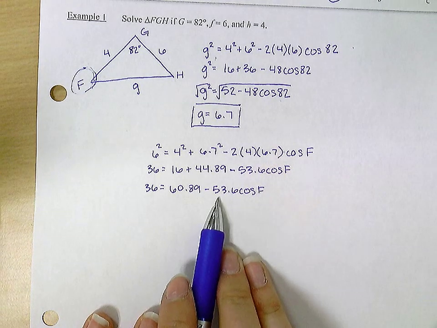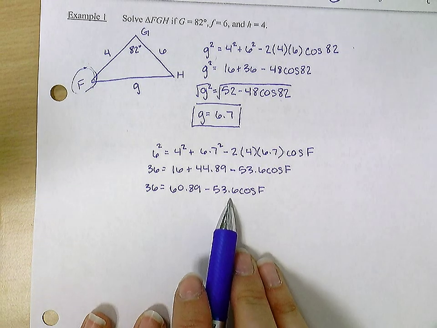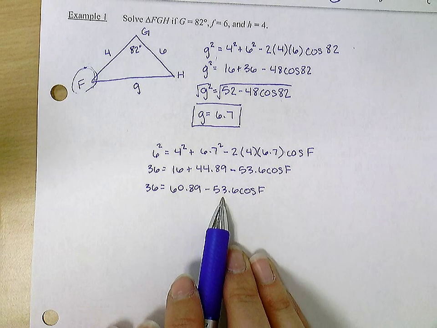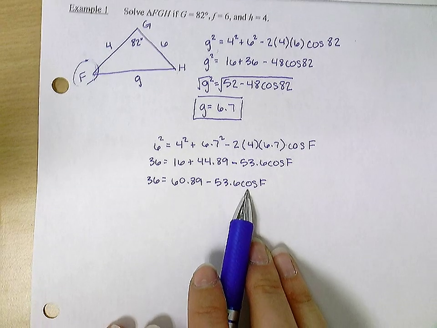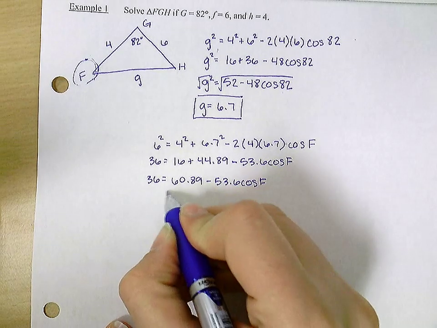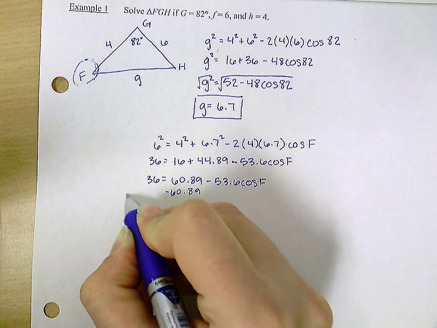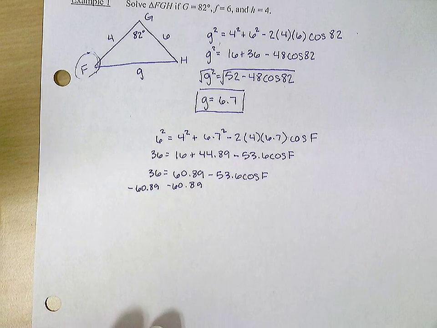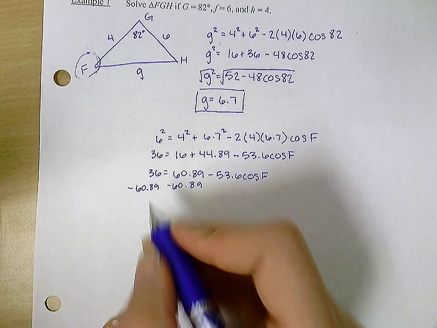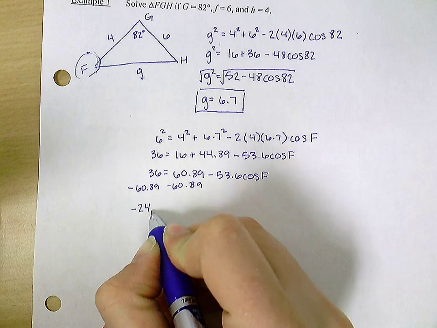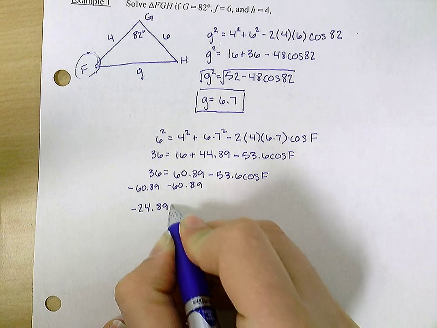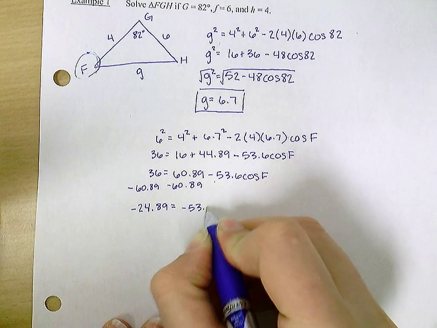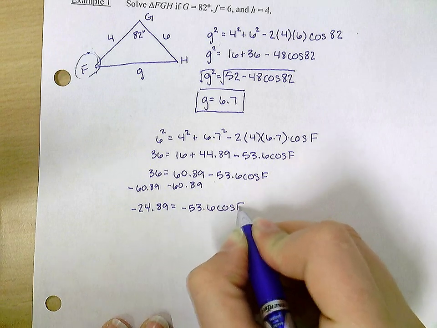Now again, you cannot subtract these two numbers. This 53.6 is attached to this cosine of F. So you can't subtract those two. So I do want to get cosine of F by itself. So I'm going to subtract 60.89 from both sides of my equation to get negative 24.89. That's equal to, I still have this negative 53.6 cosine of F.